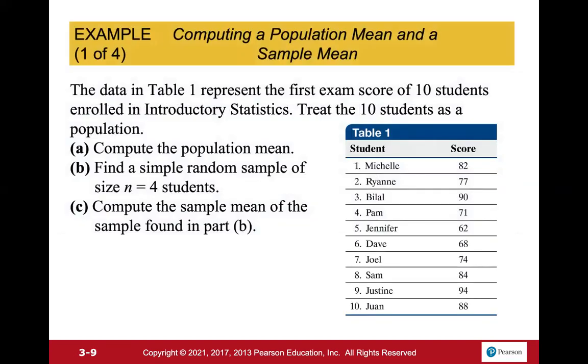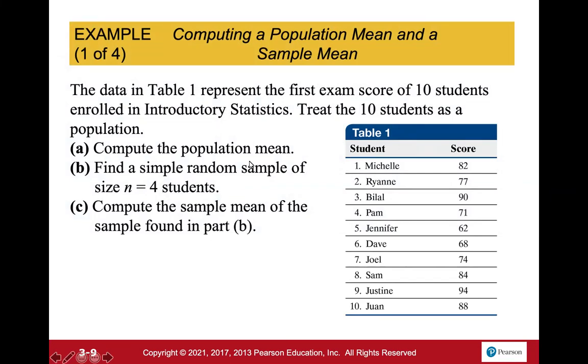All right, so now looking at this data right here. The data in table 1 represents the first exam score of 10 students enrolled in introductory statistics. We're going to treat the 10 students as a population. Remember, we're looking at just this classroom. Because we already noted this as the entire classroom, this is going to be the population.